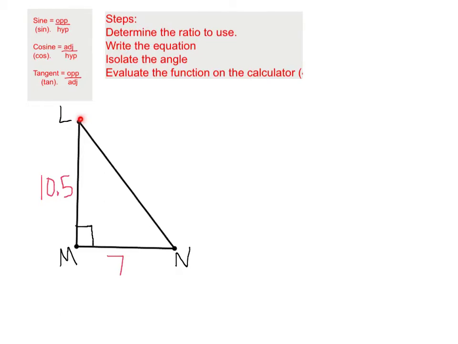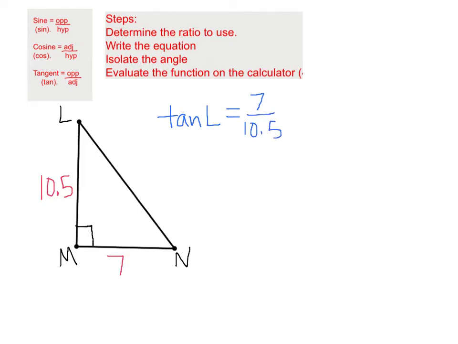These are the steps we're going to use. They're really, really similar to before. The first thing is we want to know what ratio to use. If we're at L, we have these two things. It's going to be tangent. So we're going to write the equation: tangent L is equal to opposite over hypotenuse.